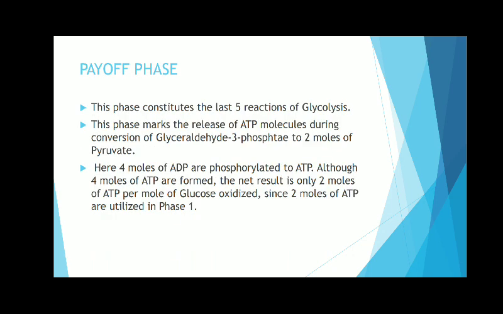The last phase is the payoff phase. This phase constitutes the last 5 reactions of glycolysis. This phase marks the release of ATP molecules during the conversion of glyceraldehyde 3 phosphate to 2 moles of pyruvate. Here, 4 moles of ADP are phosphorylated to ATP. Although 4 moles of ATP are formed, the net result is only 2 moles of ATP per mole of glucose oxidized, since 2 moles of ATP are utilized in phase 1.